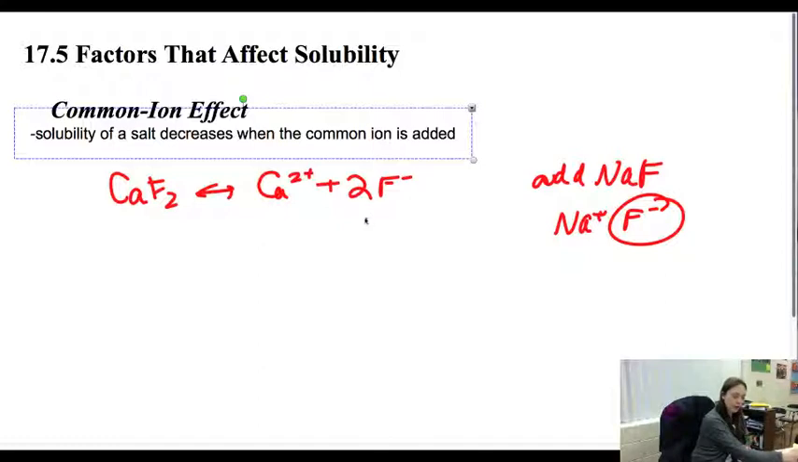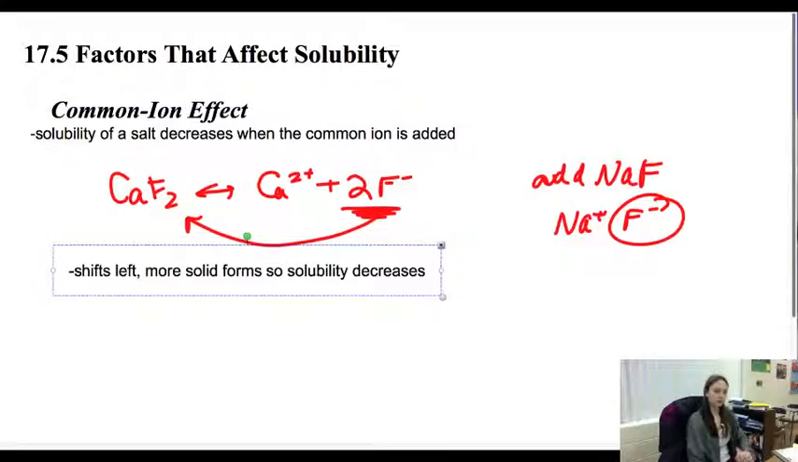So if I add more F minus, what happens to try and get rid of the F that you just added? It is going to shift to the left. Well, if it shifts to the left, that means more of my solid is forming. If more of my solid is forming, that means that solubility decreases, because solubility is how much of it actually dissolves. If you're forming more solid, less is dissolving.